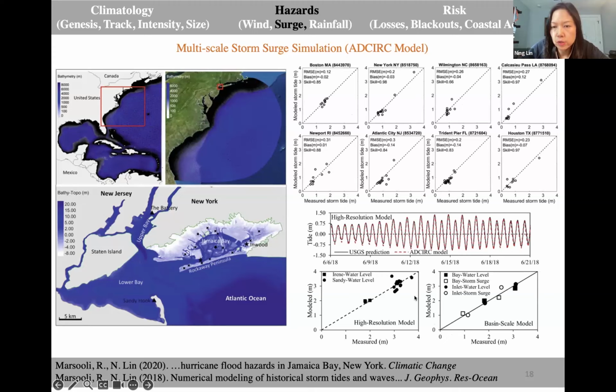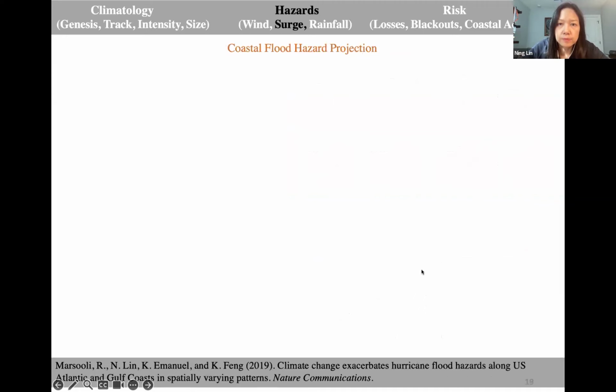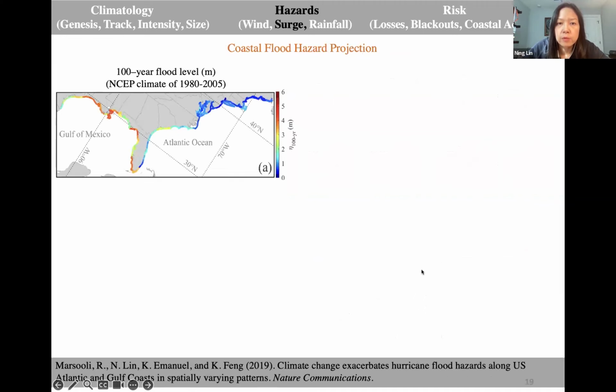That's a really good comparison. And we always try to balance the computational efficiency and accuracy, because again, we need to use this to do thousands of simulations. So one application here is we have developed flood maps, or flood hazard projection, for coastal regions.